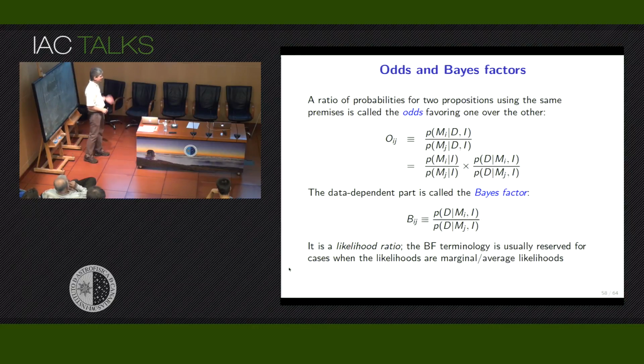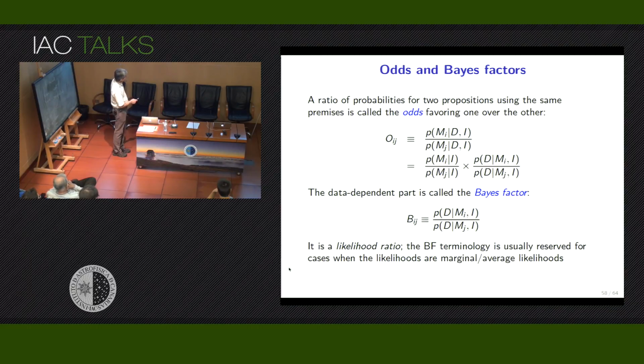All right. Now, since we're in a discrete space, and a space labeled by integers, we can do some things that are not so easy to talk about in a continuous space. You can talk about ratios of probabilities for competing hypotheses. So a ratio of probabilities for two propositions using the same premises is called the odds favoring one over the other. So here the premises are the data and the space of models. So the odds favoring model I over model J are just a ratio of their posterior probabilities. Now, each one of these can be written as a prior probability, a model likelihood, and then a normalization constant. But the normalization constants are the same, so they'll cancel.